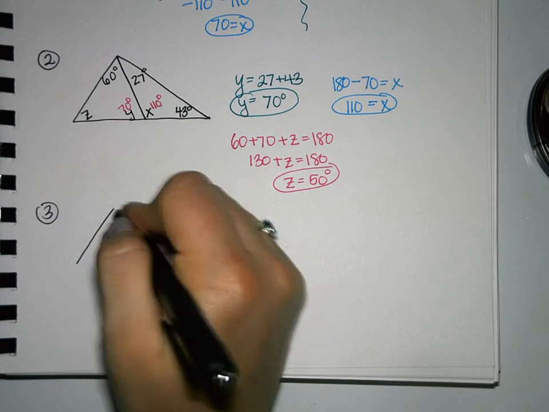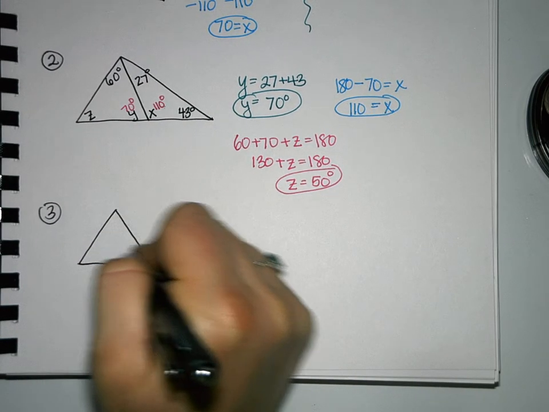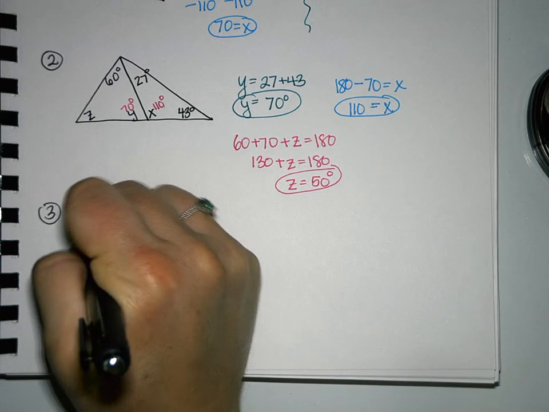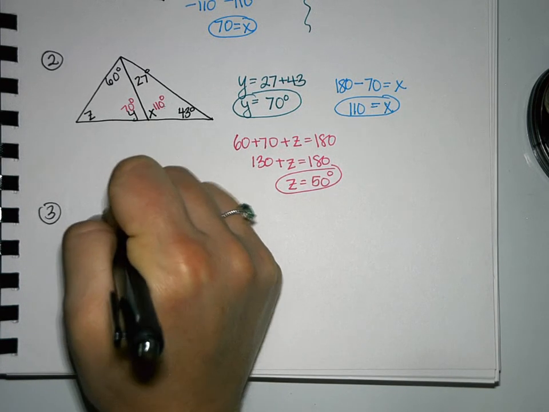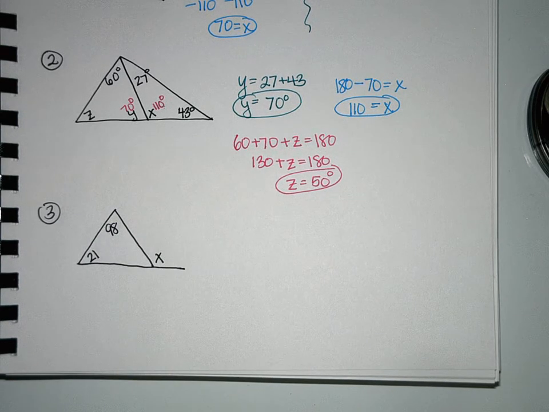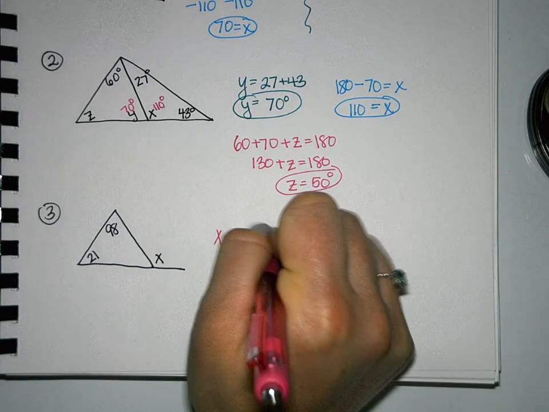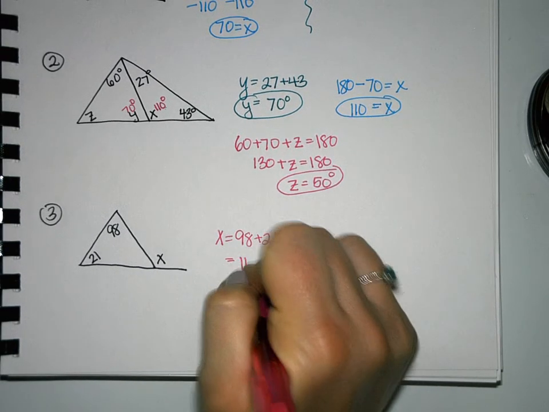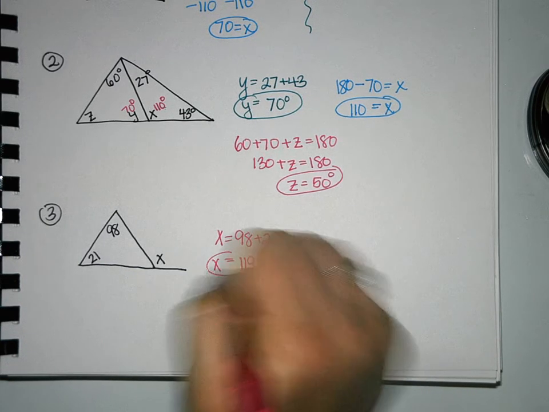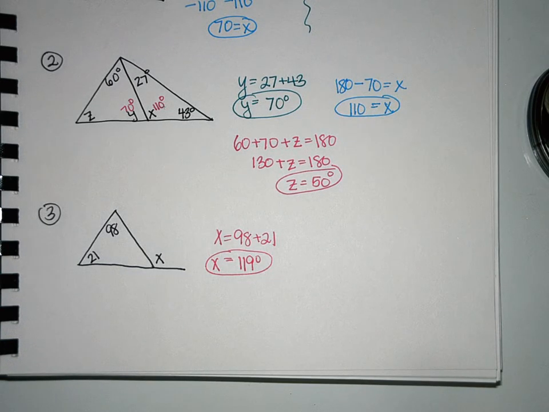Okay, so our last one here. How can we find x? Robert? 98 plus 21. X is going to equal 98 plus 21, so we'd get 119. Okay, that one was just using the exterior.